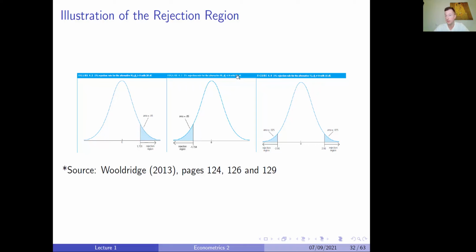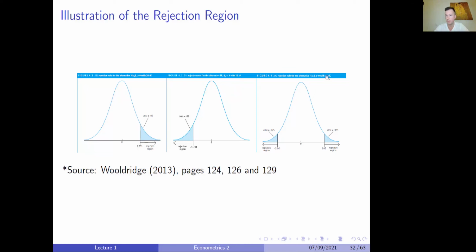So for 18 degrees of freedom and for the left-sided alternative, the 5% rejection region is on the left tail of the Student's distribution, and the quantile is minus 1.734. And any t value that belongs to the left interval rejects the null hypothesis in favor of the left-sided alternative.